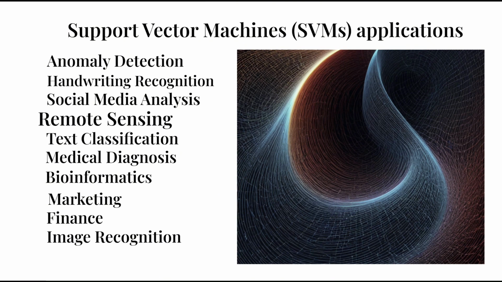SVM is used in the real world in anomaly detection, for intrusion detection in cybersecurity, or fault diagnosis in industrial systems. It's also used in finance for stock market predictions, credit scoring and fraud detection, or in handwriting recognition for optical character recognition and digitizing handwritten documents. It's also used in social media as a sentiment analysis and trend detection, and in remote sensing for land cover classification, vegetation mapping, and environmental monitoring.